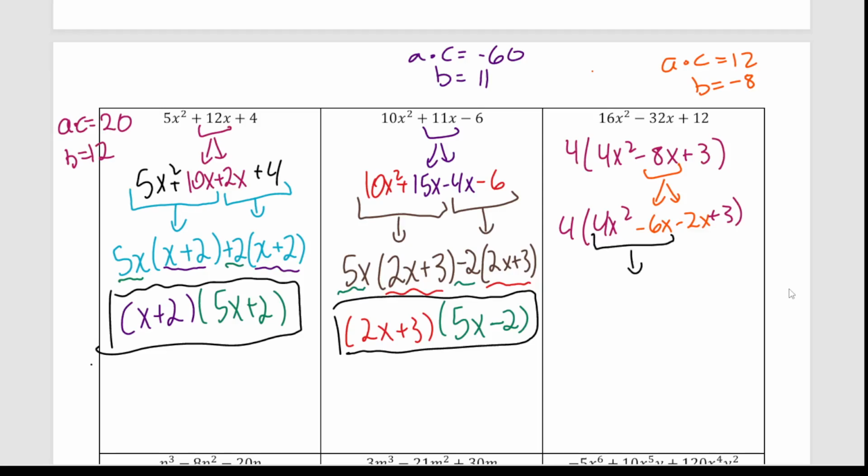So between these first two terms, 4x squared and negative 6x, 2x will be their greatest common factor. 4x squared divided by 2x leaves us with 2x. Negative 6x divided by 2x leaves us with minus 3.